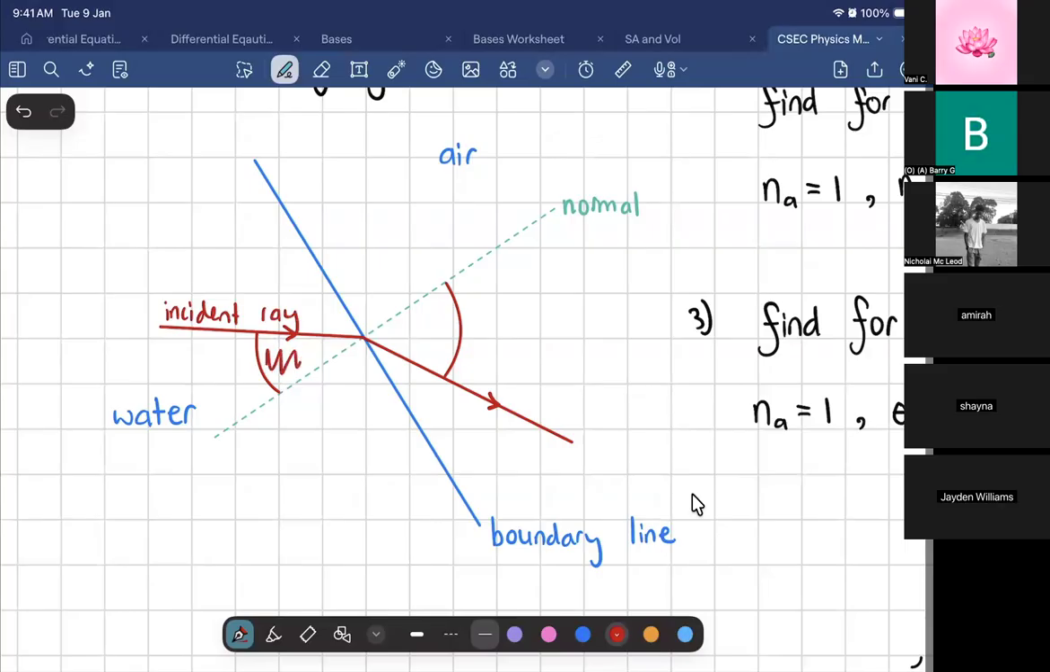Jadon, what would I call this angle here in the middle? What's the name of the angle? All right, anybody want to remind Jadon what this angle would be? The angle of incidence. Yeah, this is the angle of incidence.